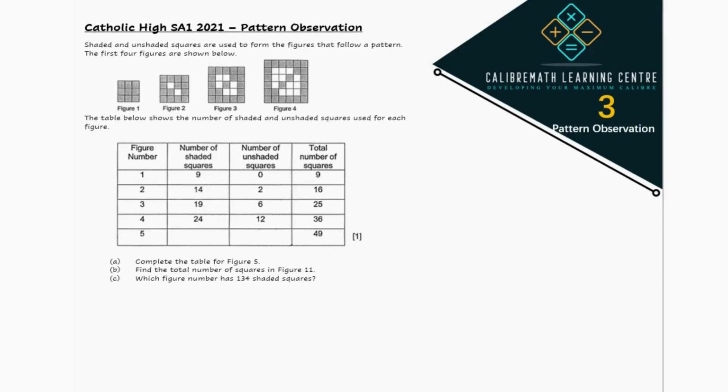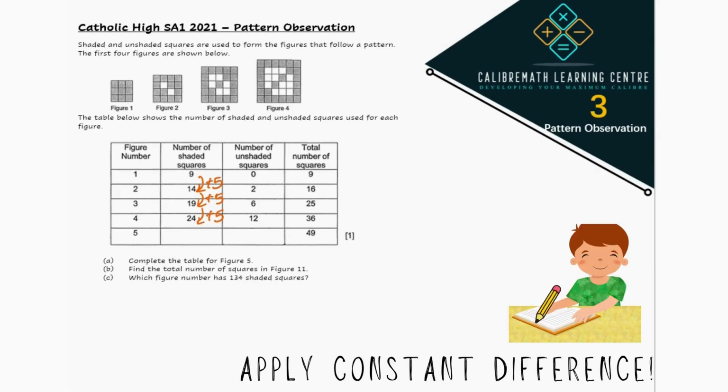If you observe the pattern for the number of shaded squares, you will see a constant difference in each figure number. So from 9 to 14, you can observe that it increased by 5. From 14 to 19, it increased by 5 as well. And from 19 to 24, it also increased by 5. So we can easily predict what is the number of shaded squares for figure number 5 by simply adding 5 to 24, and that gives us an answer of 29.